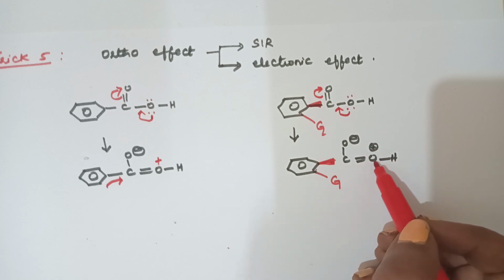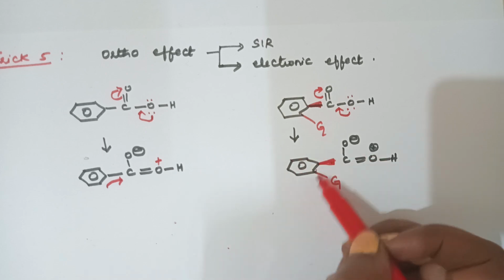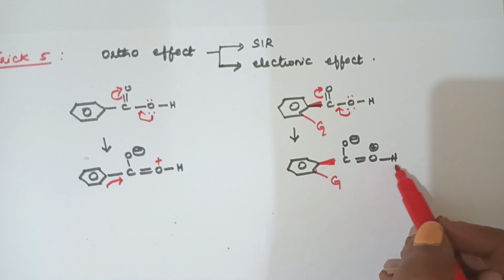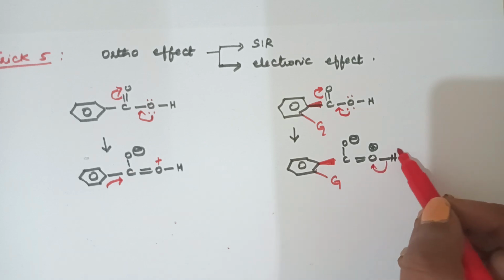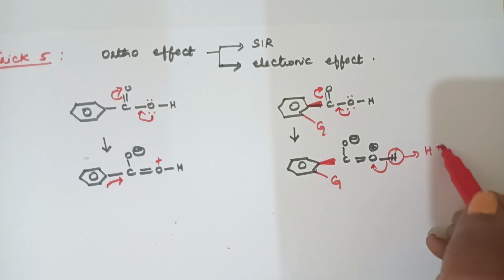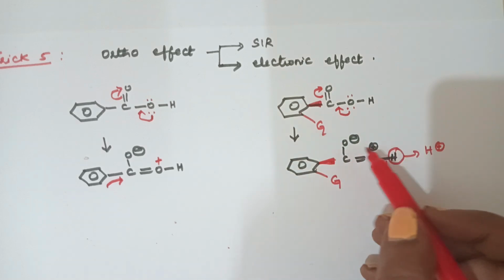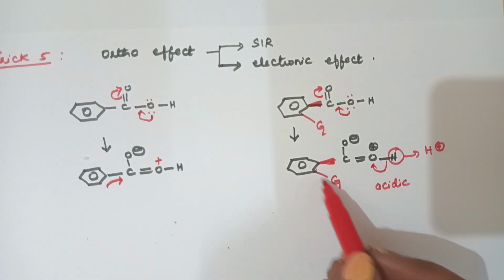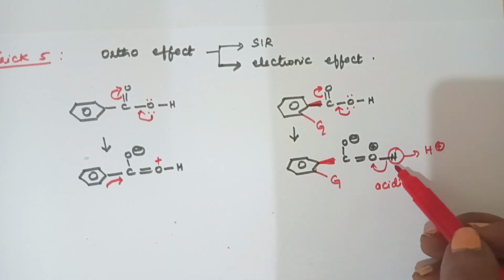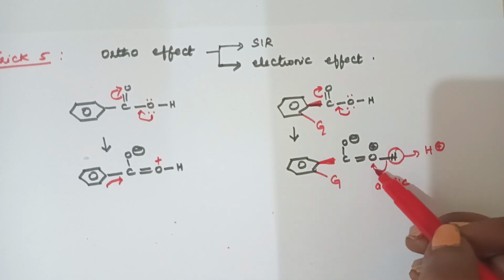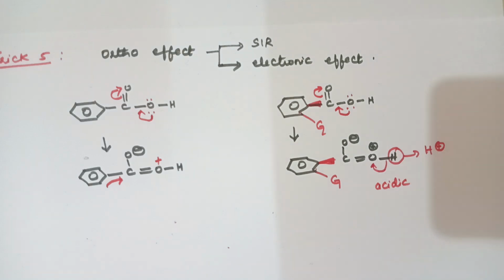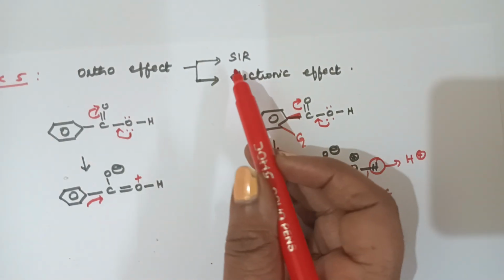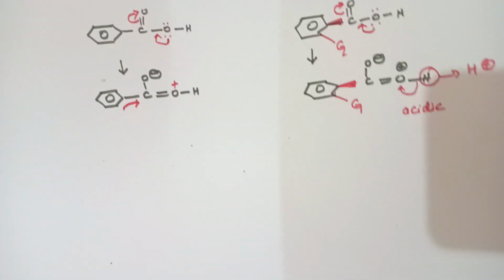So it requires electrons. Now there is no back supply of electrons from the benzene ring because it is out of plane. Therefore the only option for oxygen is to take this electron so that this will be released as H plus ion easily. Therefore this acid becomes more acidic because of the group present at the ortho position. This goes out of plane, because of which oxygen will take electrons from here and the H plus ion will be given out easily. So this is the ortho effect and this is called steric inhibition of resonance.